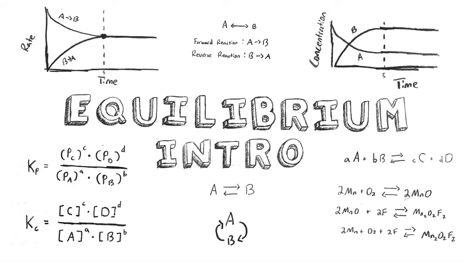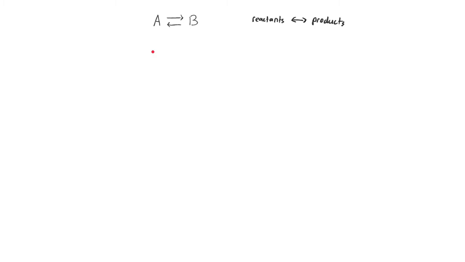I will be giving an introduction to equilibrium in this video. A big idea behind equilibrium is that reactions can go backwards. Take a look at this reaction. I represent all my reactants using the letter A and all my products using the letter B.